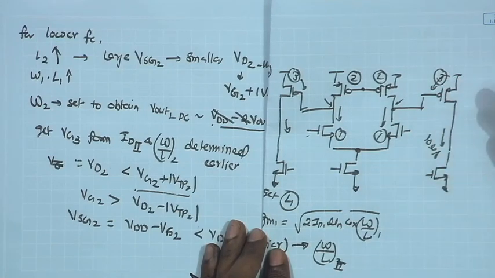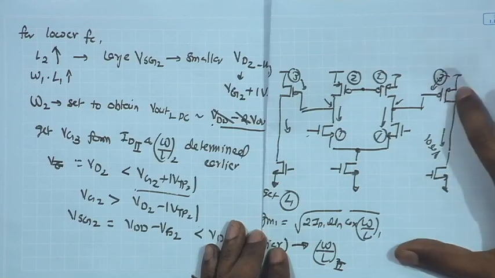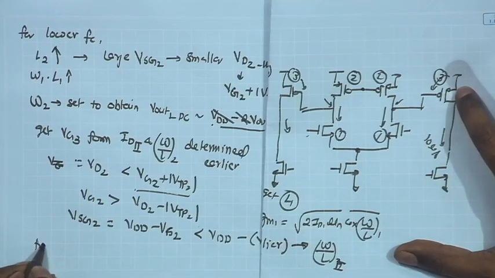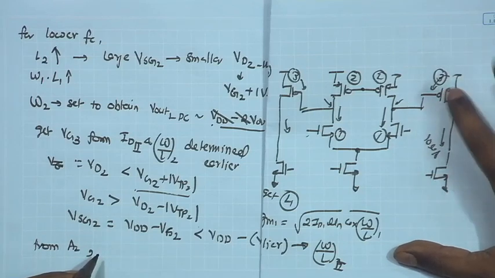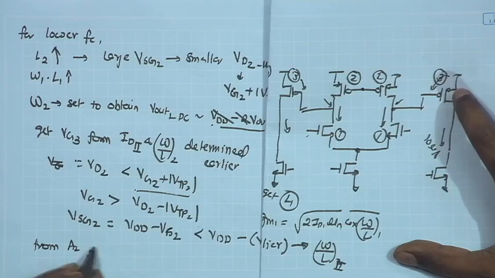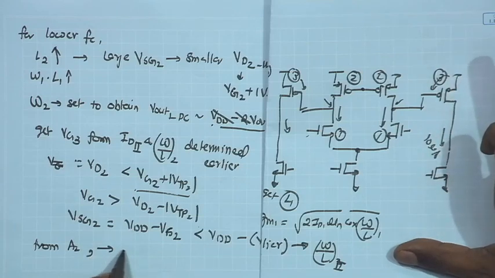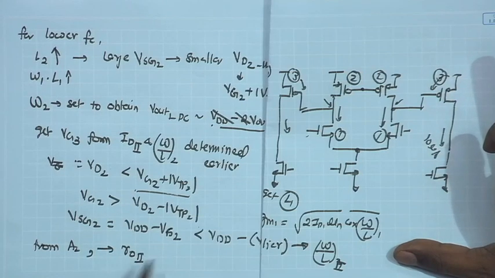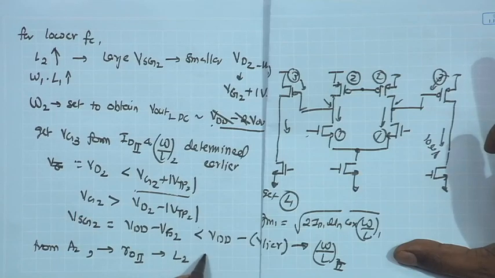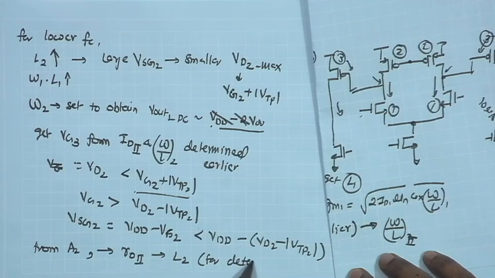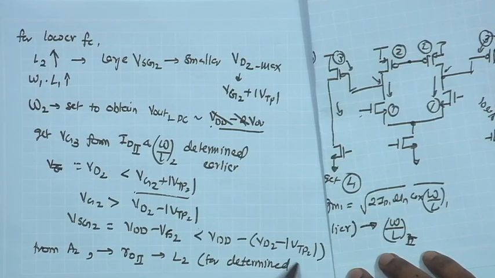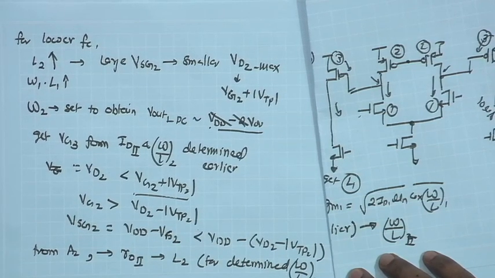I need to check the L, so that the gain of 100 is met in this stage. So, from A2 I can determine the gain, I can determine the RO of the output device, which is going to be given by GM RO by 2. So, get the RO2 and hence get the L2 for the W by L2 of the second stage.